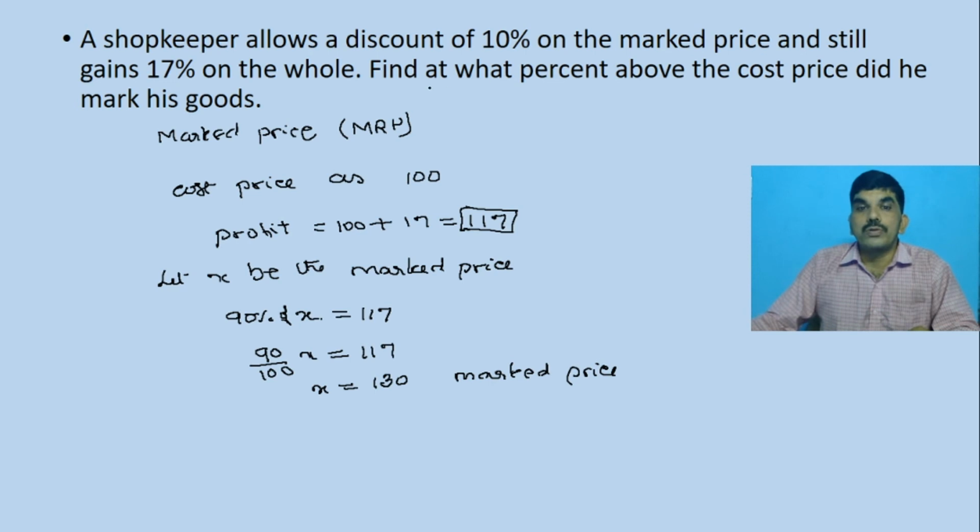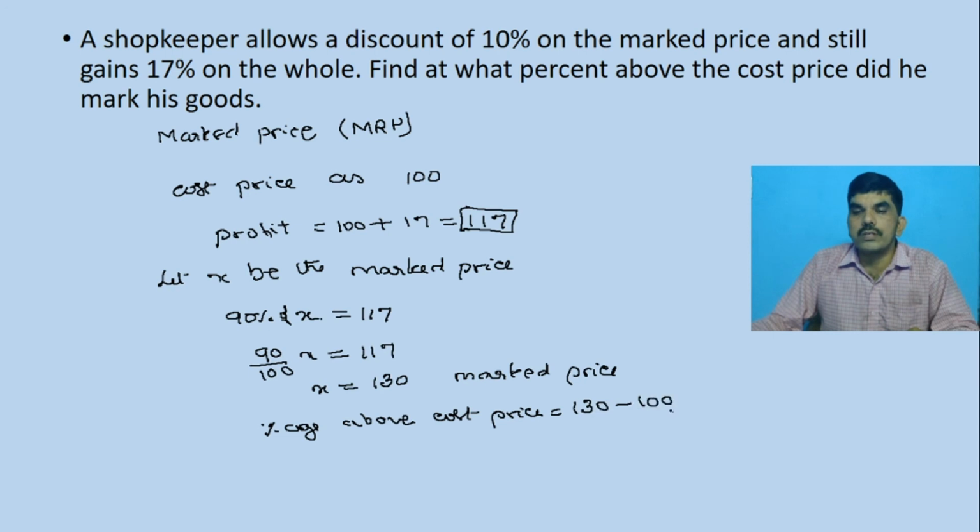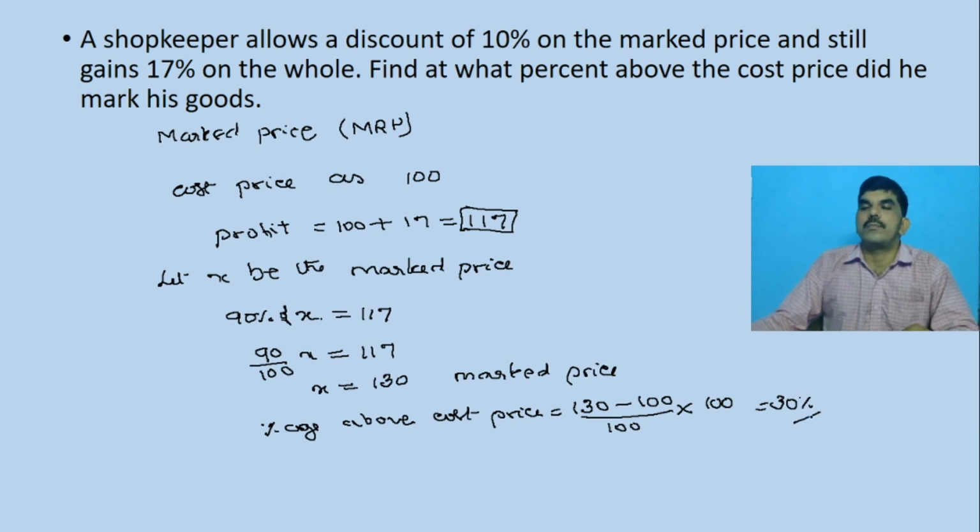Now, what is the question? Find at what percent above the cost price did he mark his goods. So this is the mark price. So what is the percentage? Percentage above cost price equal to market price 130 minus cost price divided by cost price into 100. So that means it is 30%. So 30% above the cost price he marked his goods.